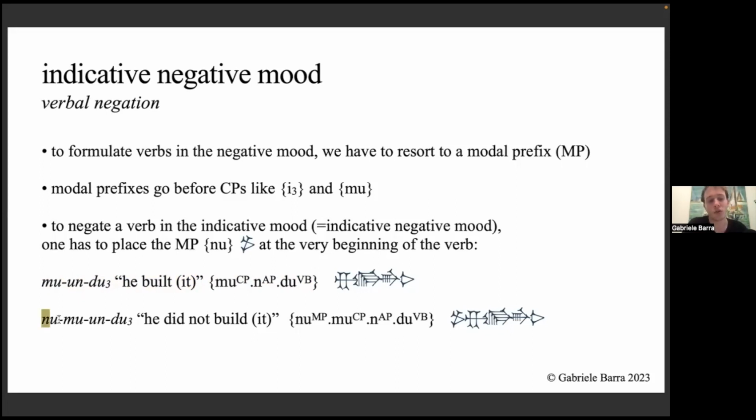If we put the nu, the modal prefix, we know it goes first. So we have nu, then the conjugation prefix, then the personal affix, which in this case is a prefix, and then the verb. So he did not build it. So again, quite easy, I would say. The nu looks very similar to an English not or an Italian no. So I don't think you'll be forgetting that anytime soon.